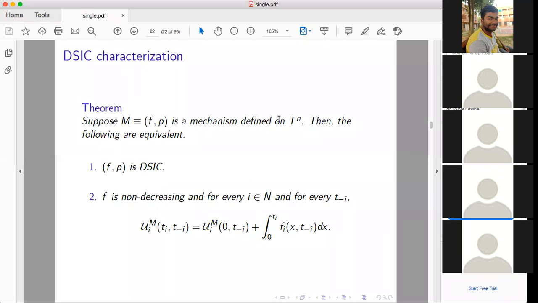Okay, so today we'll continue with the single object allocation problem. Can everyone see the screen? Yes, sir. Okay.